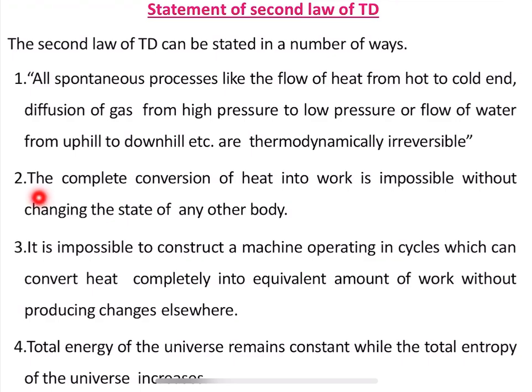This is the first way of stating the second law of thermodynamics. We can also give the statement like this: the complete conversion of heat into work is impossible without changing the state of any other body. So we cannot completely convert heat into work without changing the state of any other body. This is the second statement for the second law of thermodynamics. And the third one is: it is impossible to construct a machine operating in cycles which can convert heat completely into an equivalent amount of work without producing changes elsewhere.